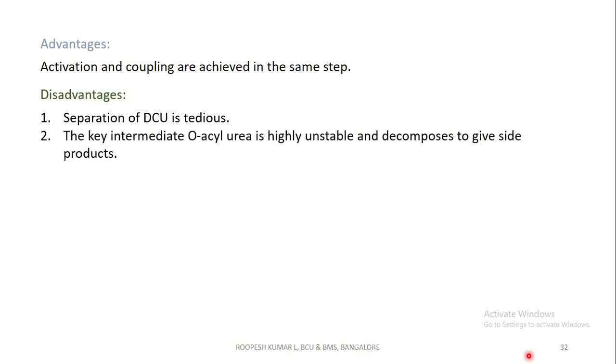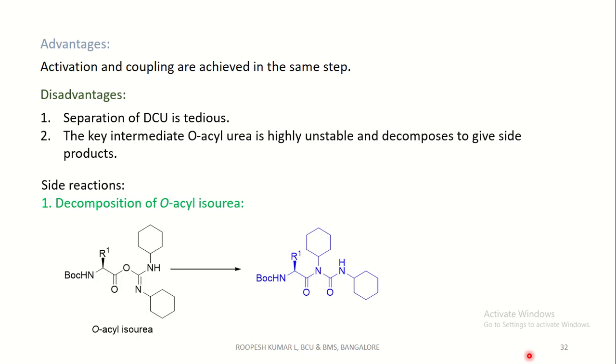Disadvantages: the separation of DCU, that is dicyclohexyl urea, is tedious, that is, difficult to isolate and separate from the reaction mixture. The key intermediate O-acyl isourea is highly unstable and decomposes to give many byproducts. And one such side product, let's see, the decomposition of O-acyl isourea, that is, the acyl group is attached to oxygen, so O-acyl urea.